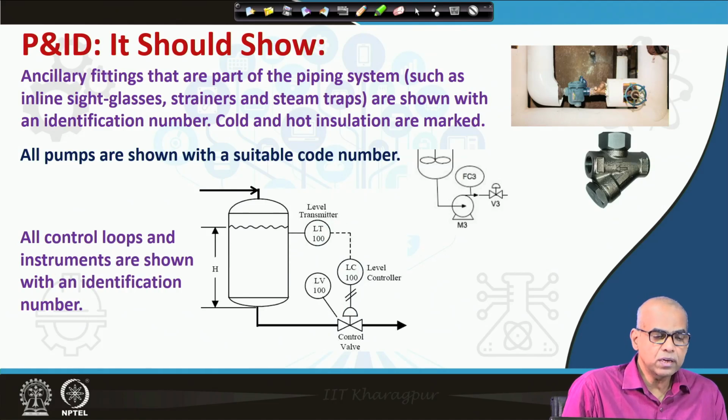All control loops and instruments are shown with an identification number. Once again, consider the level control system. Look at the instruments which are represented by circles and numbers. The level transmitter, level controller, final control valve, all are tagged with number 100.